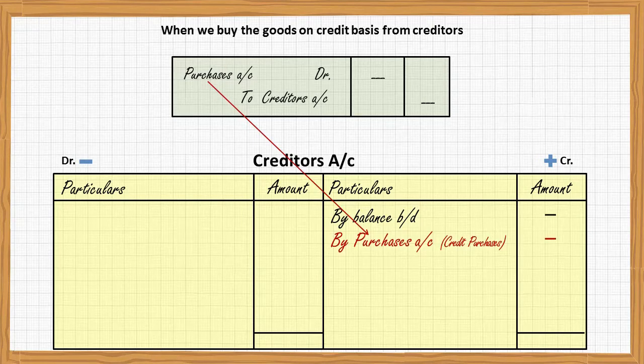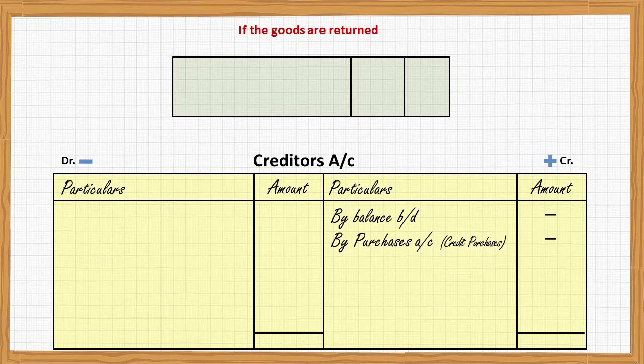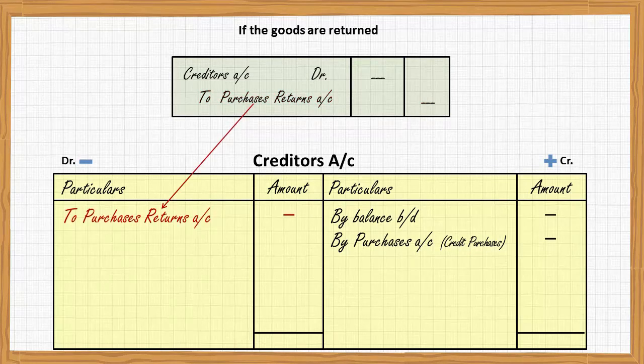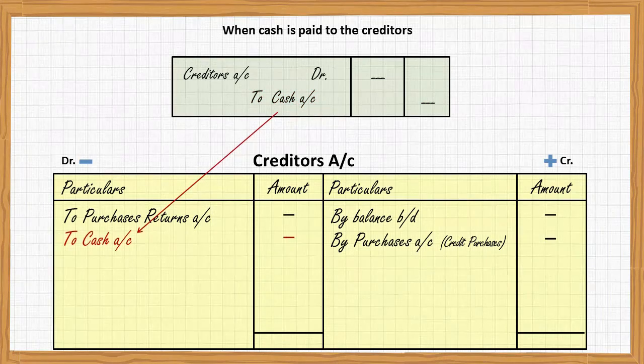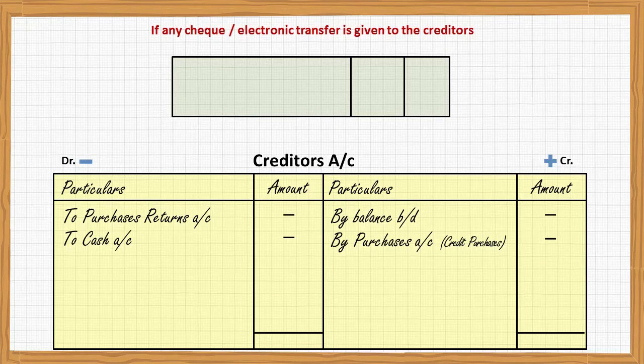Then, if you don't like the goods, if you return the goods, what will be the journal entry? Creditors account debit to purchases returns account. So on debit side, to purchases returns account. If you pay cash to the creditors, the journal entry is creditors account debit to cash account. So on the debit side, to cash account. If you give any check or if you give any electronic transfer to the creditors, what will be the journal entry? Creditors account debit to bank account.